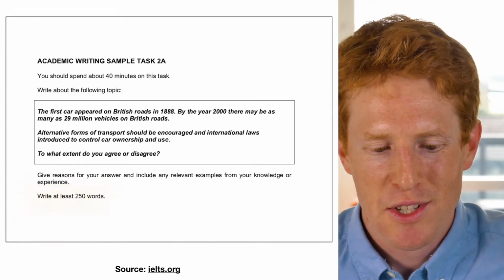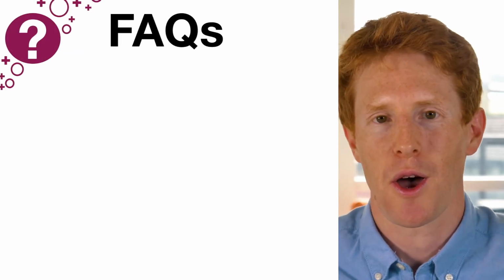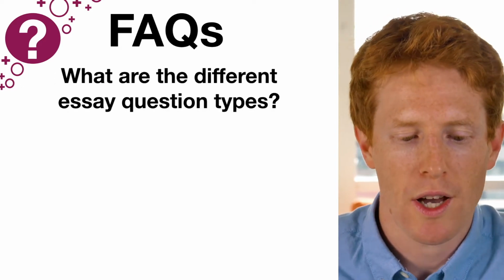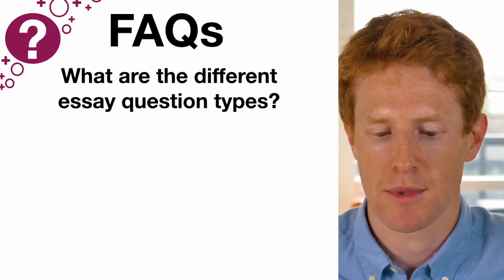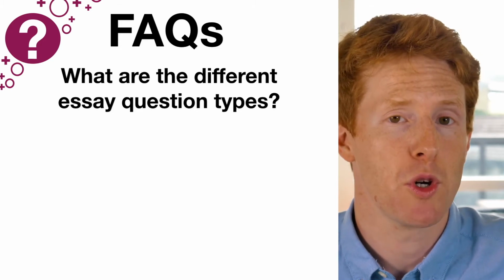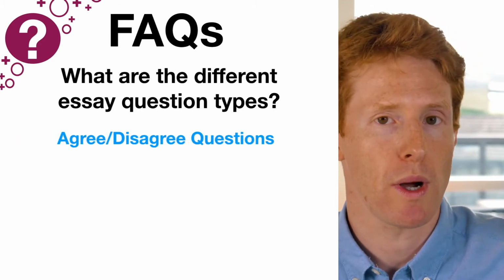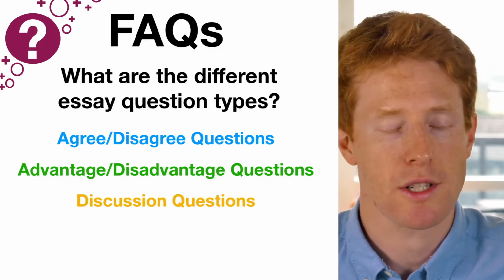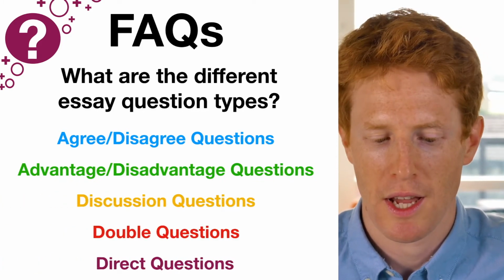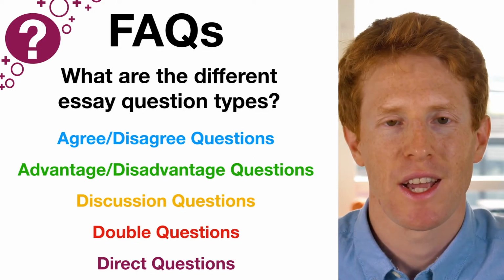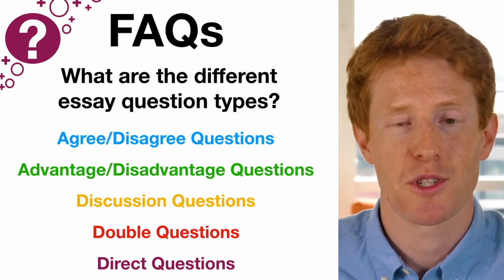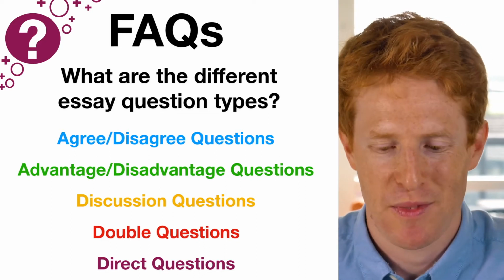Okay, let's look at some frequently asked questions about Task 2. And the first one is this. What are the different essay question types? So in the sample before, we saw an agree-disagree question. However, it could also be an advantage-disadvantage question, a discussion question, a double question, and a direct question. Now, a little bit later, we're going to be looking at all of these in detail. So in a future lesson, that is.